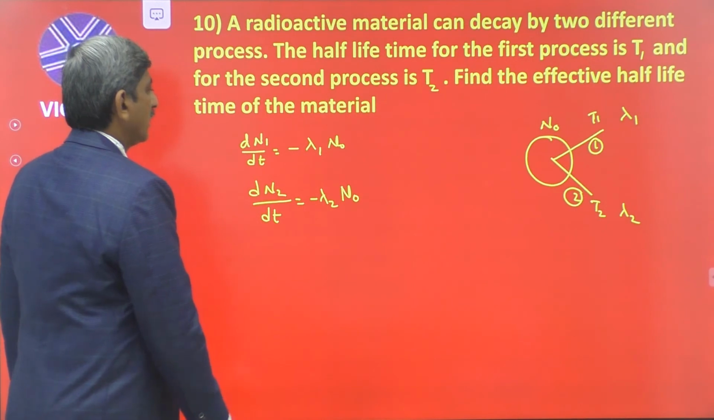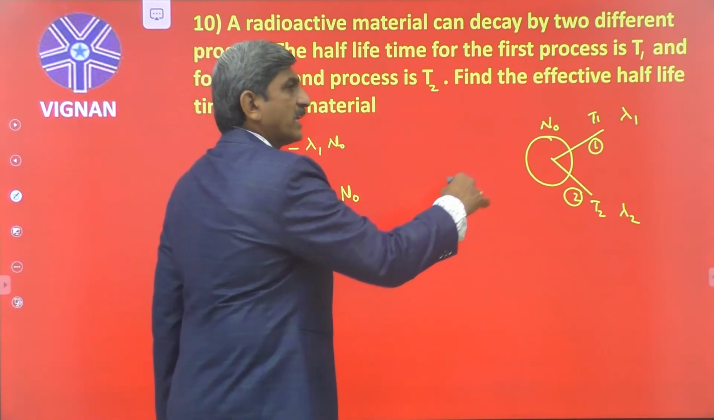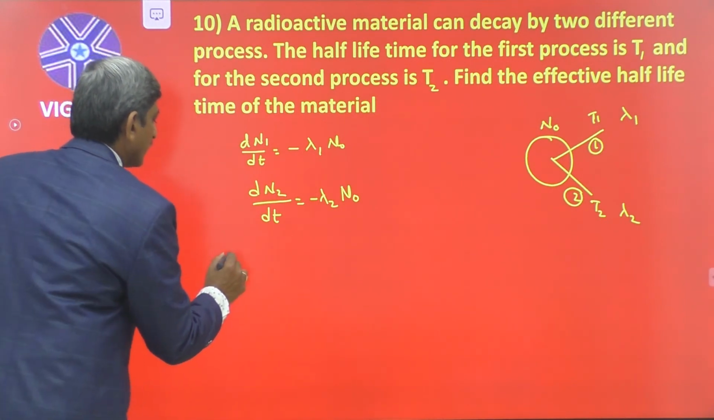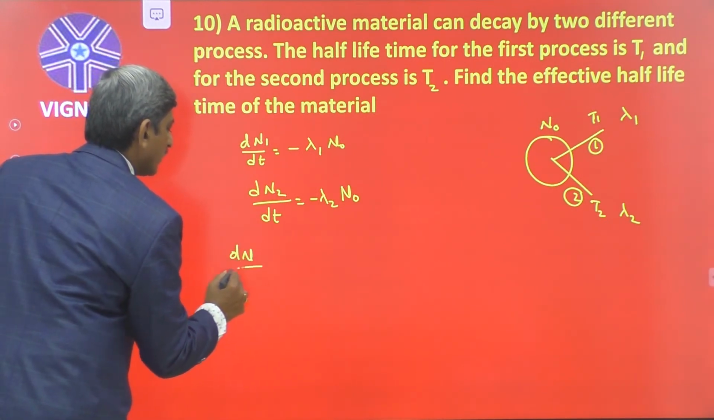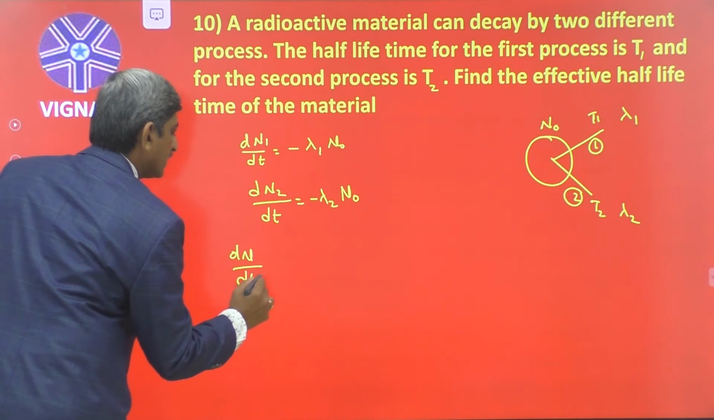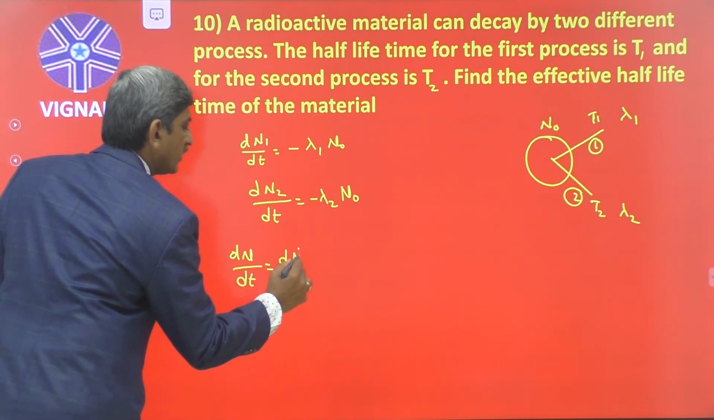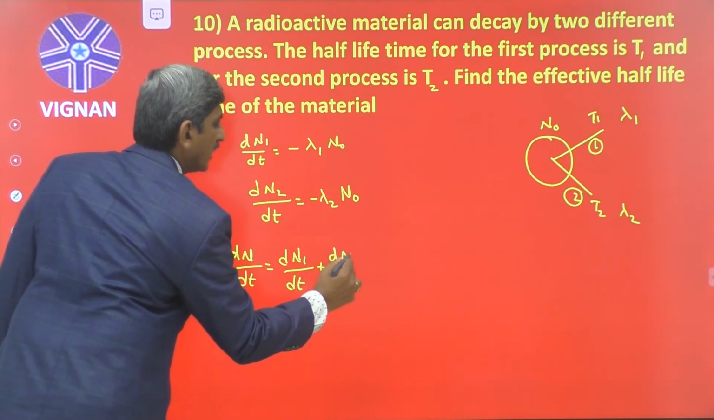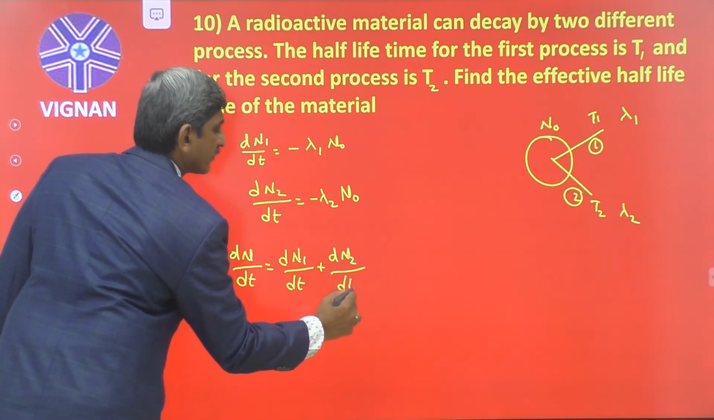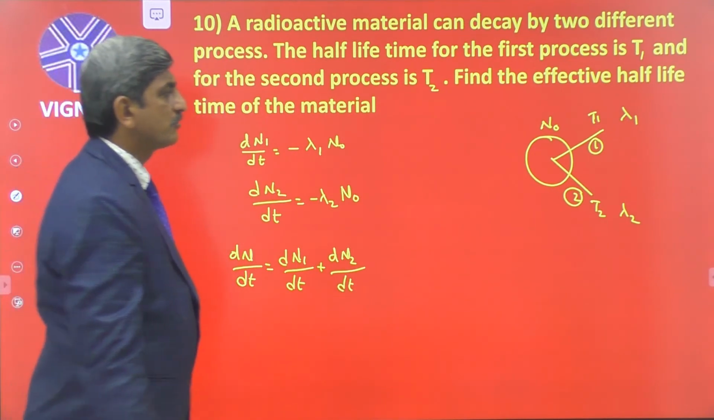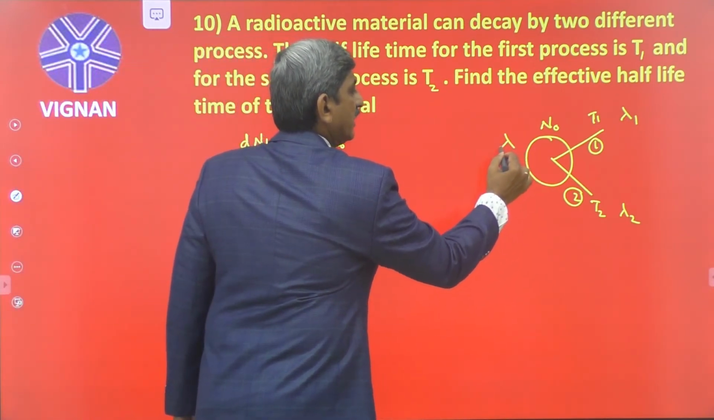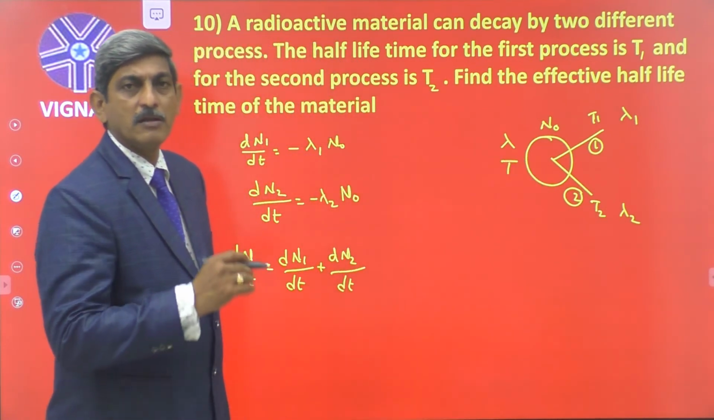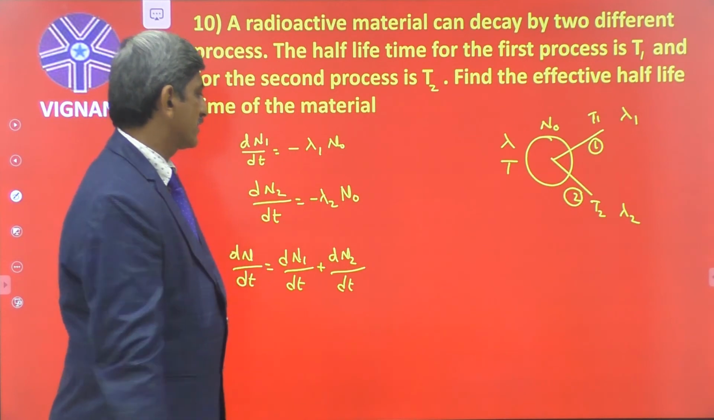Okay? Now, what is the total rate of decay of the entire sample? The rate of decay of the sample is given by dN by dt is equal to the rate of decay due to the first process plus the rate of decay due to the second process. Now let us assume that lambda is the decay constant and T is the half lifetime of the sample for the combination of the two processes.